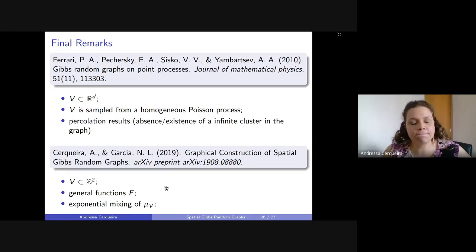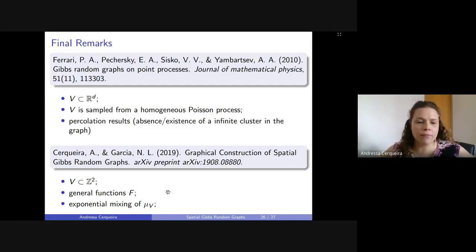I think it's an interesting point to think about, because in this paper, remember, they just look at the model with these 5 functions, and here I have more general functions. So it will be interesting to see what we have when V is also sampled from a homogeneous Poisson process. Actually, in this paper, I think the authors were more interested in percolation results, that means the existence of an infinite cluster in the graph. They have results in this direction. We didn't. So I think it is also interesting to look at when we have more general functions, since we know that for more general functions this measure exists. So I think it would be interesting to investigate some percolation results for this kind of model.